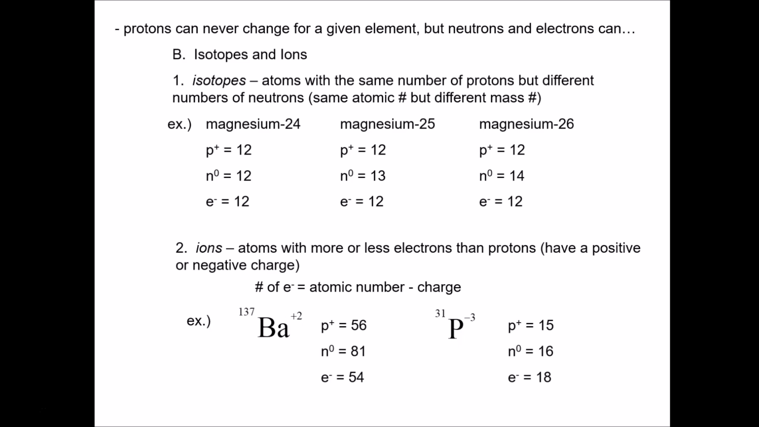All right. So at this point, you should be able to take a periodic table, and you should be able to take any element on that periodic table and tell me how many protons, how many neutrons, and how many electrons it has, as long as I gave you the mass number and a charge if it has a charge, okay? All right.